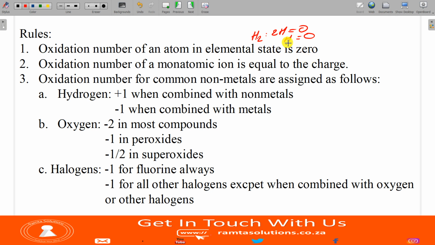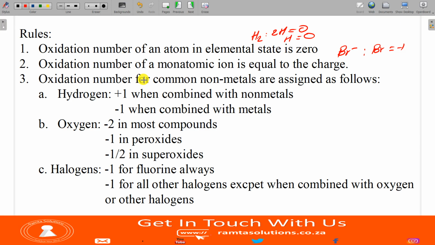Rule 2: the oxidation number of a monatomic ion is equal to the charge. For example, let's say we have bromide. Remember, when it's an element, we call it bromine; when it's an ion, we call it bromide. So its oxidation number would be -1. The oxidation number of a monatomic ion is equal to the charge. The charge here is -1, as you can see. Happy? Good.